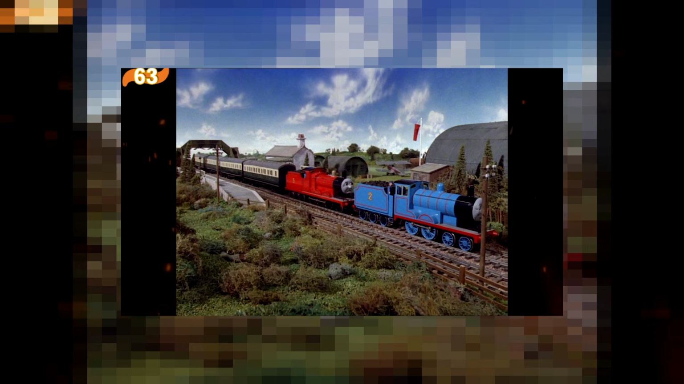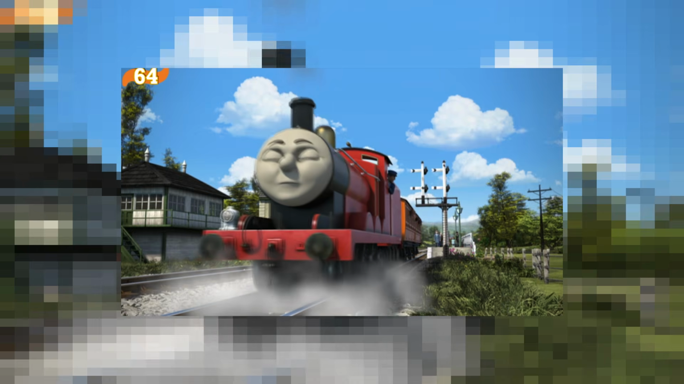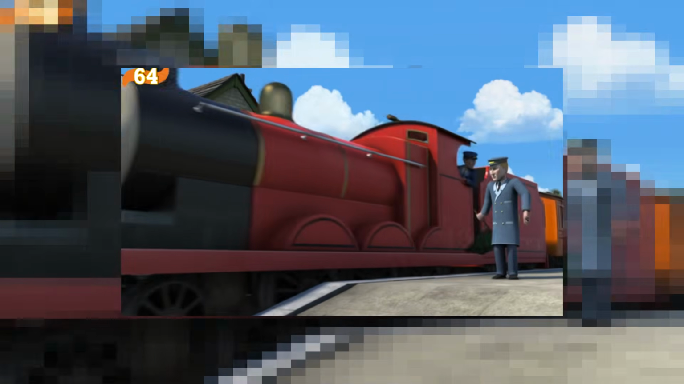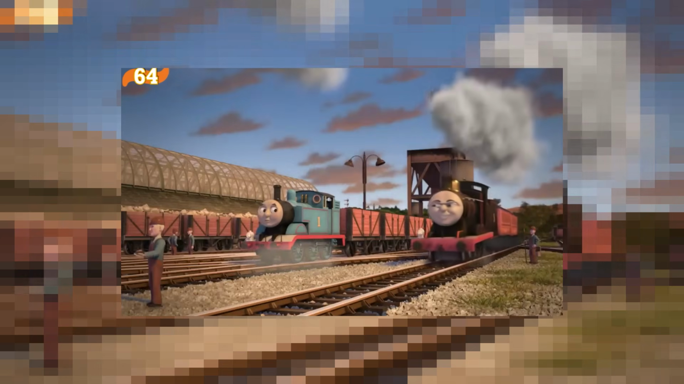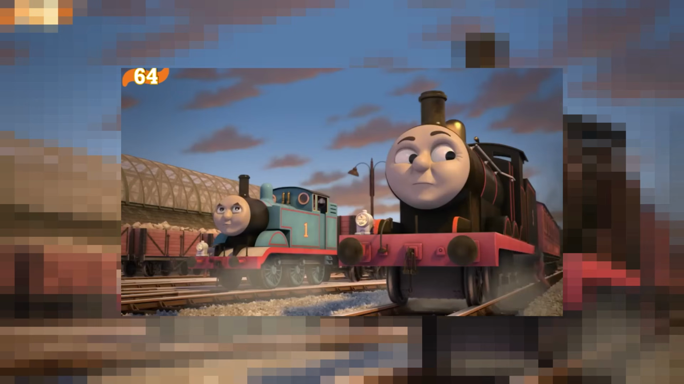James stopping beyond the platform is a reference to the Series 1 episode James and the Coaches. Also, weirdly enough, this isn't the first time James pulls Annie and Clarabelle in the series. James actually pulled them before in The Adventure Begins, because apparently he used to run Thomas's branch line, which is just so weird to me.